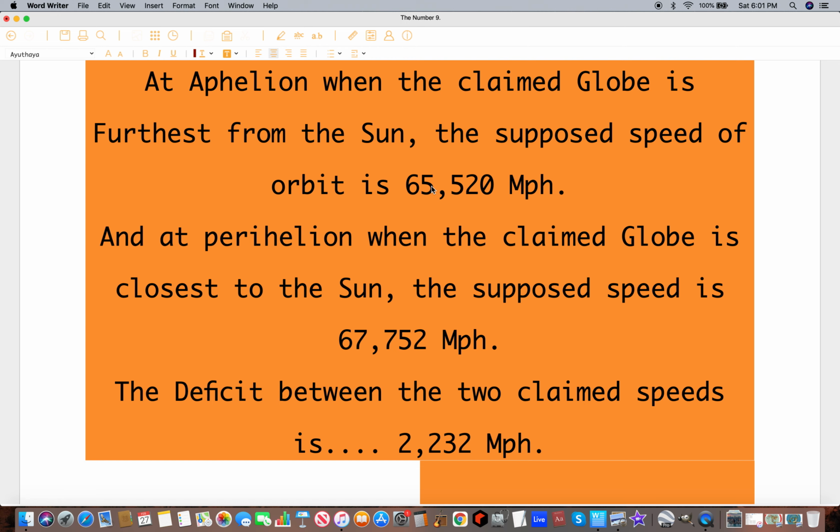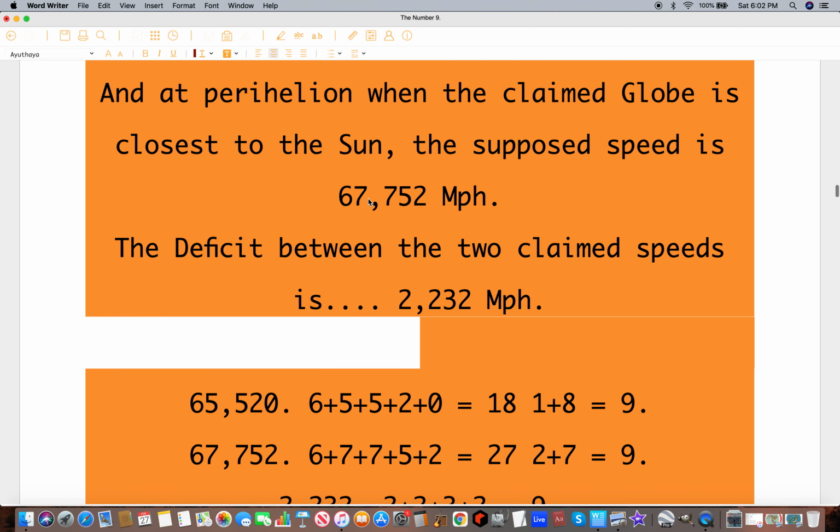So this is the claimed speed of the globe Earth around the Sun at aphelion, at its furthest point from the Sun, which is 65,520 miles per hour. And this is the claimed speed of the globe Earth at perihelion, when it is at its closest to the Sun, and that's 67,752 miles per hour. And that means there's a 2,232 miles per hour deficit between them. So at perihelion, the globe Earth is moving 2,232 miles per hour faster than at aphelion.